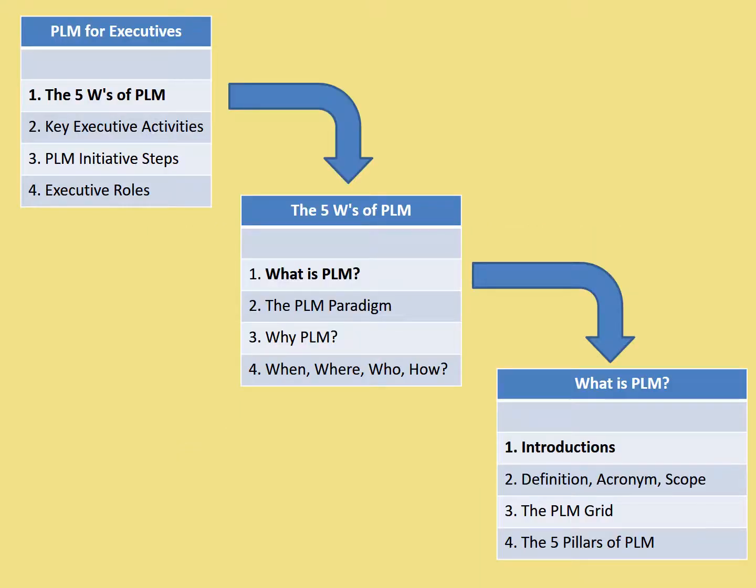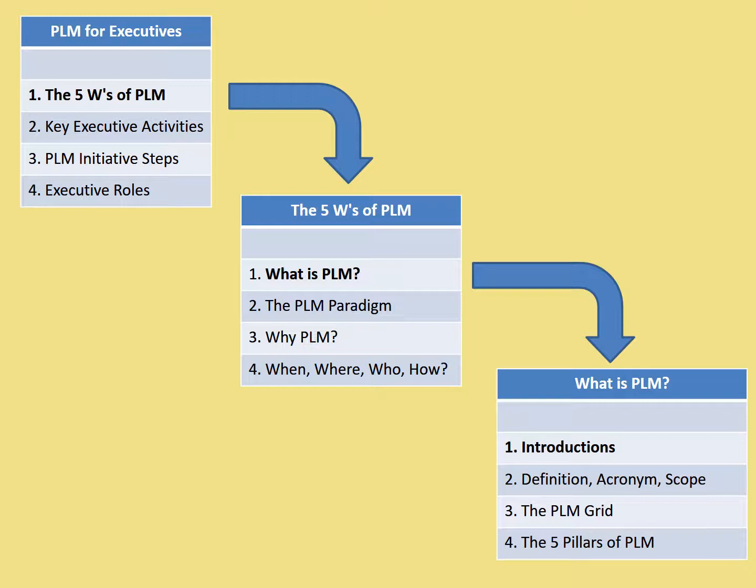I'll start by telling you something about the contents, structure and length of the course. In the top left box, you can see the course is in 4 parts: the 5 W's of PLM, key executive activities, PLM initiative steps, executive roles. Each part of the course addresses several subjects. For example, the first part, the 5 W's of PLM, addresses 4 subjects: What is PLM? The PLM paradigm. Why PLM? When, where, who, how.